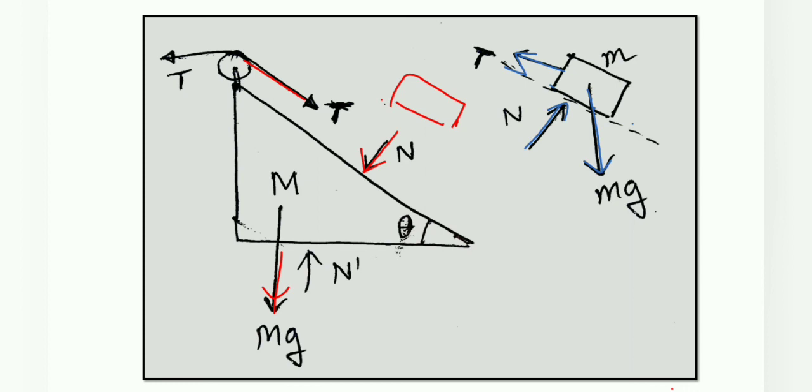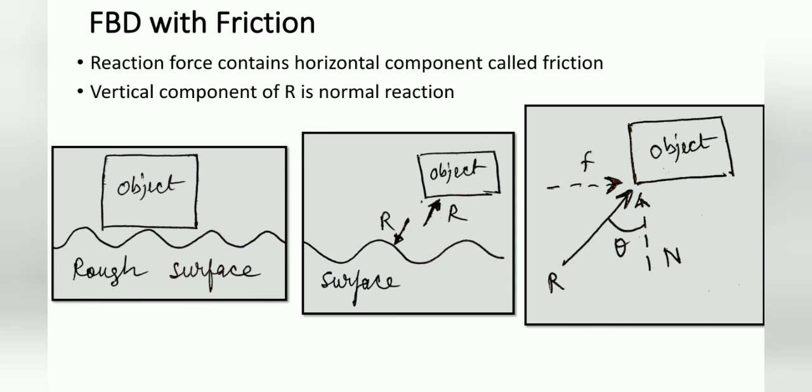Okay. Now, free body diagram with friction. See, the reaction force contains a horizontal component called friction. Reaction force contains two components. One is the horizontal component, one is the vertical component. See, the vertical component of R is called normal reaction. Let me do it here.